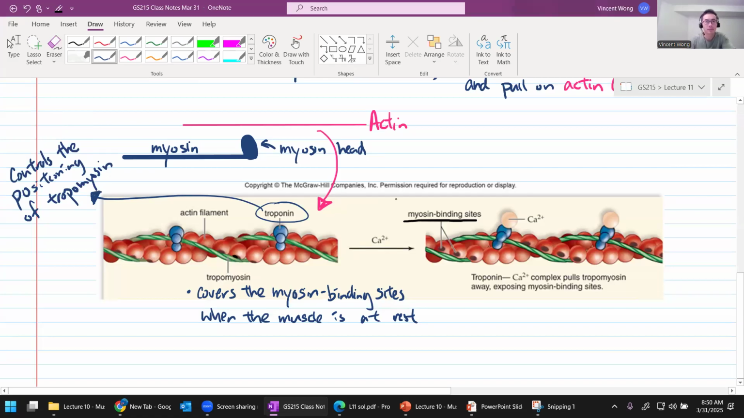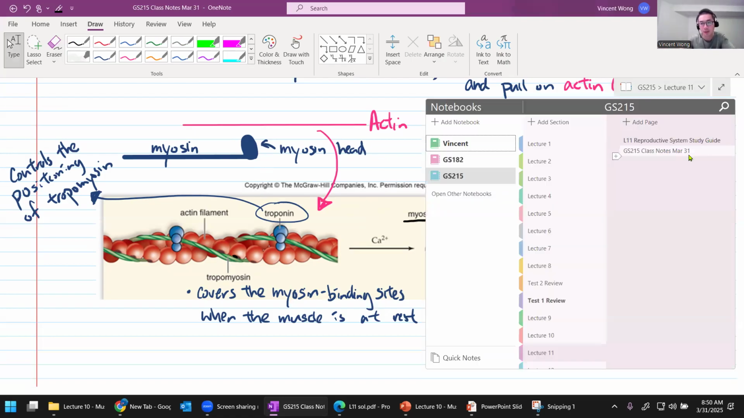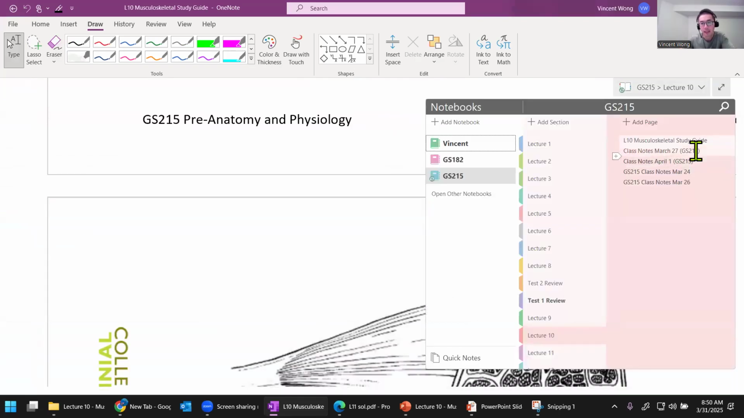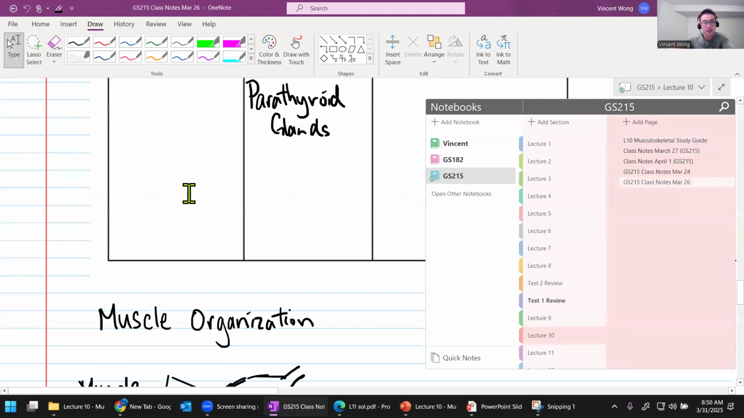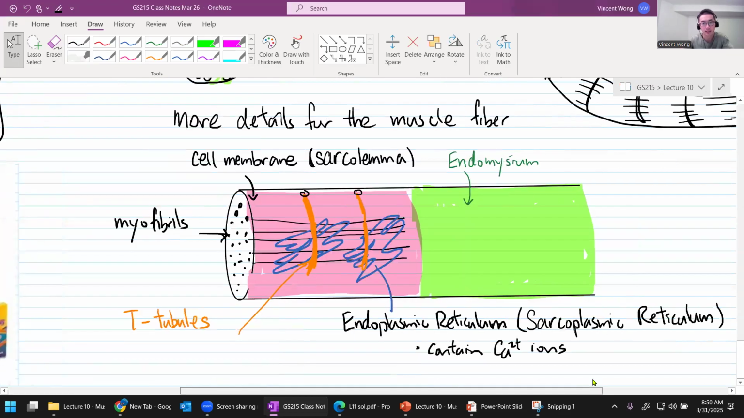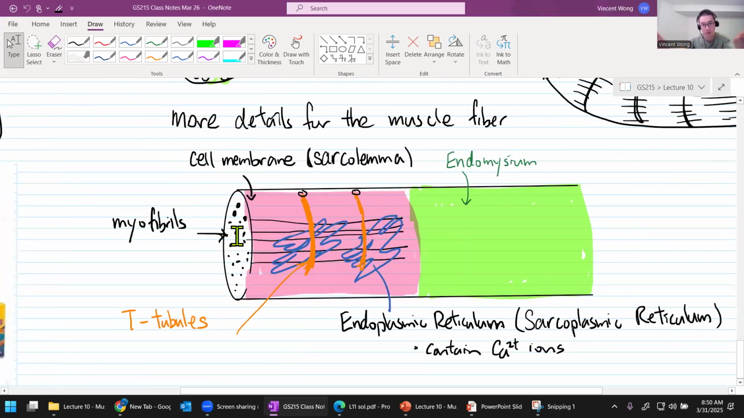So what happens is when we want to contract the muscle, calcium will be released. I'll tell you where the calcium comes from in a second. Actually, I told you last class, the calcium is stored in the sarcoplasmic reticulum. I'll tell you more about it in a bit. Just want to show you though, right here, the myofibrils, which is where the sarcomeres are, are wrapped around by the endoplasmic reticulum, or sarcoplasmic reticulum as it's called in muscle. And that's where the calcium is stored.